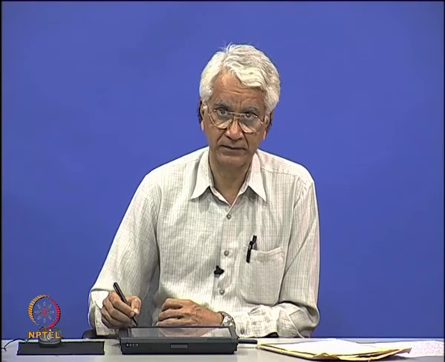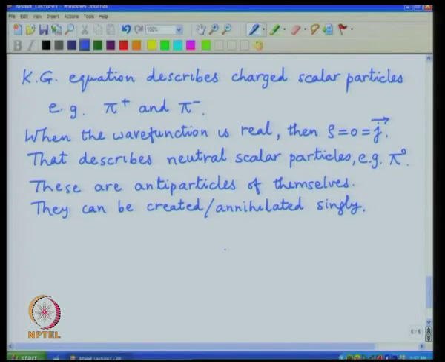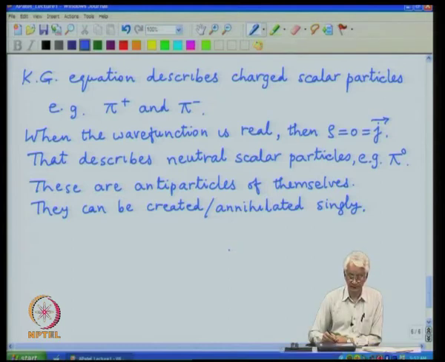Another example of such a neutral particle which can be created or annihilated singly is of course the very common photon, which appears every time there is a transition between different atomic energy levels, either it is emitted or absorbed, and that occurs basically with a single photon. So, this is our interpretation of how to deal with these Klein-Gordon equations and the solutions of opposite signs of energy, associating those two kinds of solutions with particle and antiparticle, and also looking at the possibility of neutral particles in the same framework.